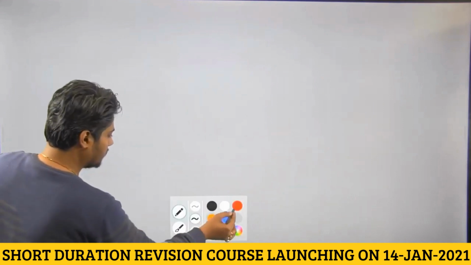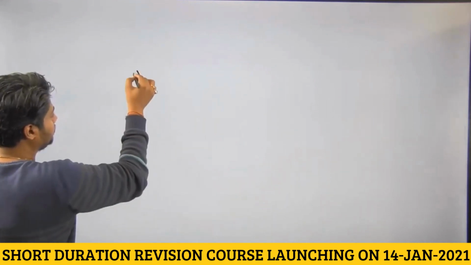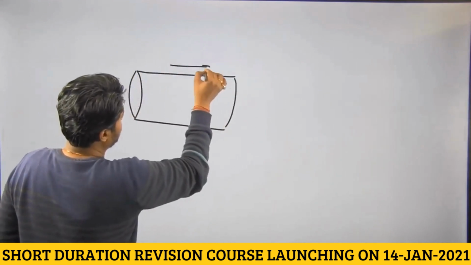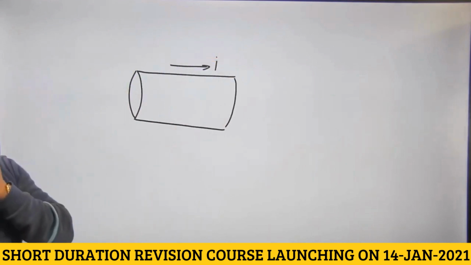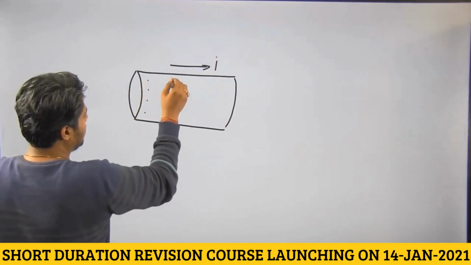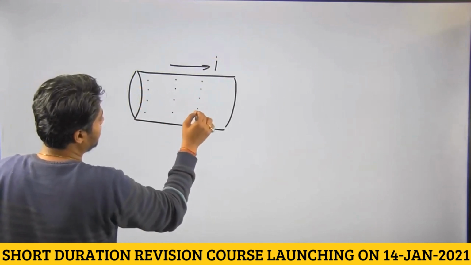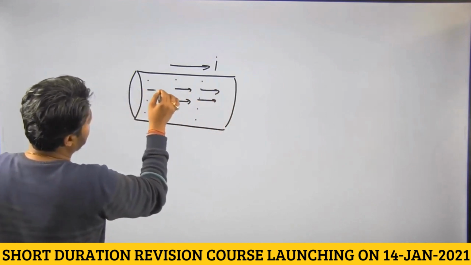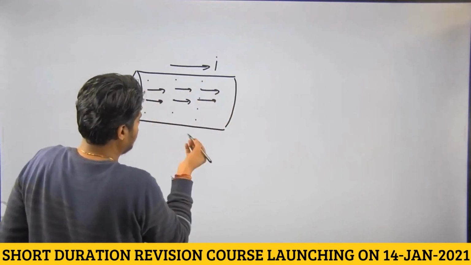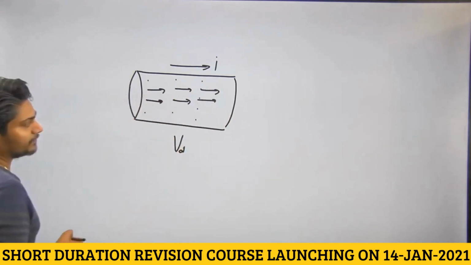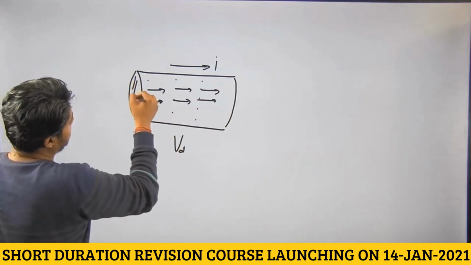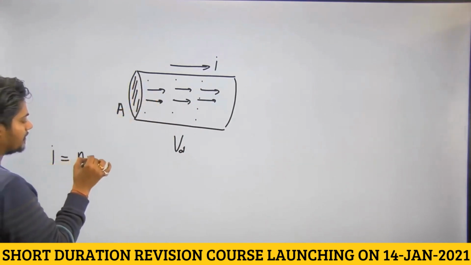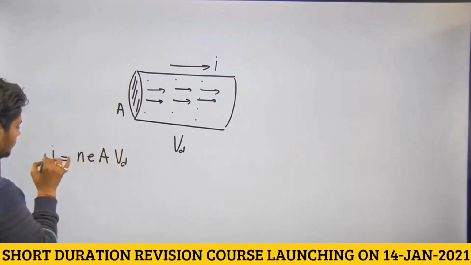So, basically you can further explore it. This is a conductor in which current I is flowing. We can visualize it as if there are n charged particles per unit volume, and all of them must be moving with a uniform velocity, the average velocity, which is the drift velocity, and this is the cross-section area A. So, I is equal to nEAVd.